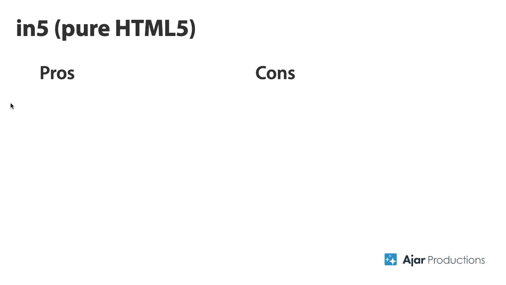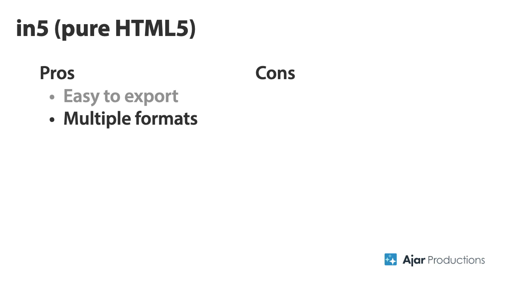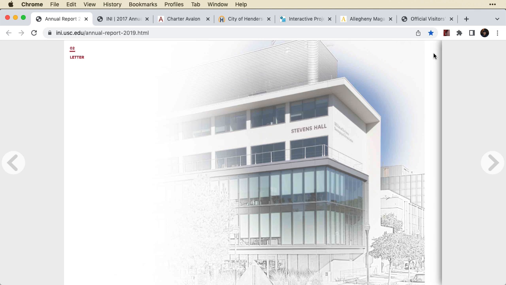And lastly, I'm going to cover In5, which exports pure HTML directly to your hard drive. This is a third-party add-on that we at Ajar create. It's not a native part of InDesign, but it can easily be installed as an add-on. It's quite easy to export, but it does come with a lot more options, and so you can create different types of formats just by changing your export options.